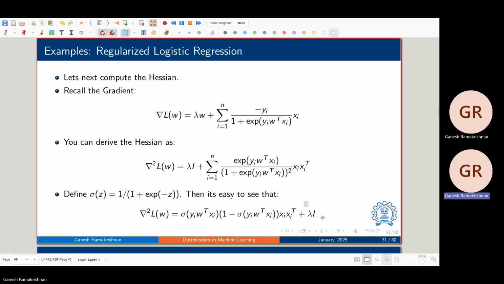plus a lambda I. So why is this lambda I? Right, when I take the second derivative of lambda W, the first component, you'll just have an identity. Okay, I've reversed the order there on the board. The one on the blackboard and the one on the slide are reversed in order. But I hope you got the idea.